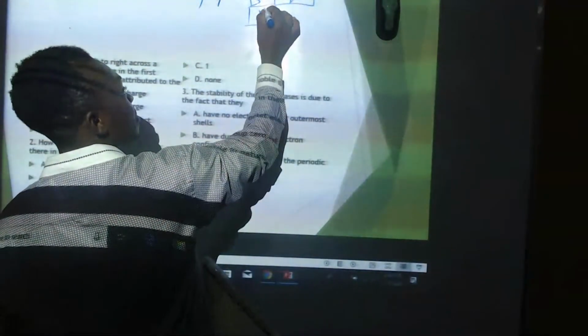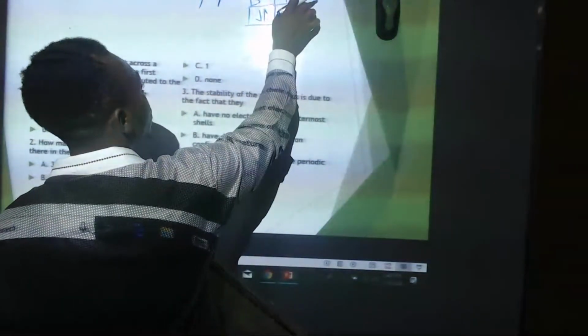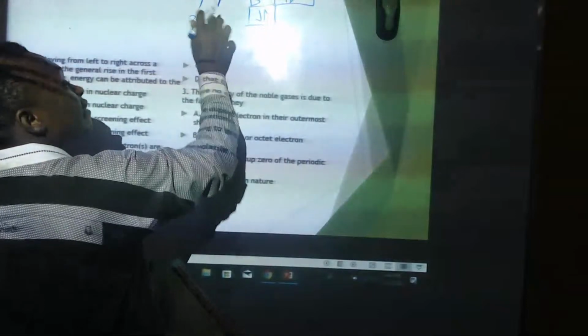And then you now pair. I remember they are in opposite spin. So now this is 2. So it's remaining 5 more.